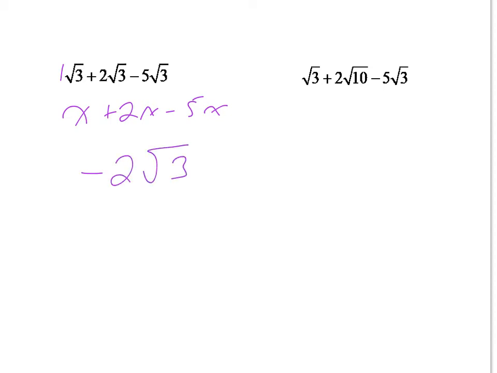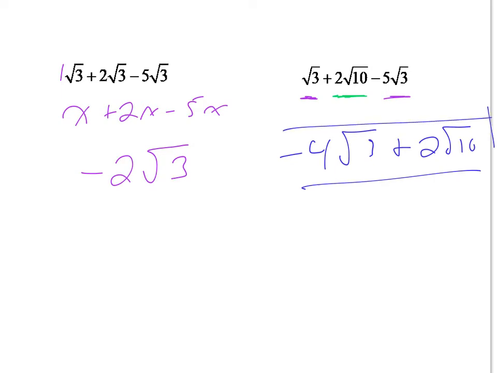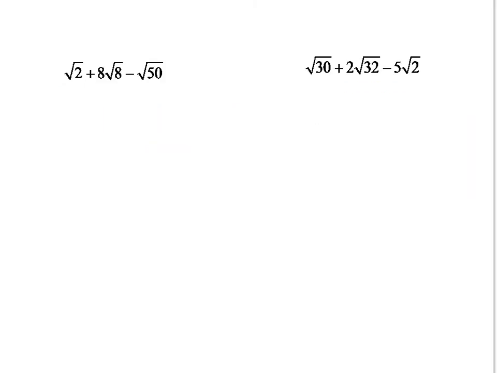If I look over here to the right, I have root 3's and I have root 10's. Well, root 10 I can do nothing with. Root 3 I can do nothing with. So I have 2 like radicals and 1 unlike one. So just 1 root 3 minus 5 root 3 is going to be negative 4 root 3. I still have the root 10 left over, so 2 root 10, and that's unlike, so there's my final answer: negative 4 root 3 plus 2 root 10. And I can't do anything with those. Alright. You guys try these ones right now.